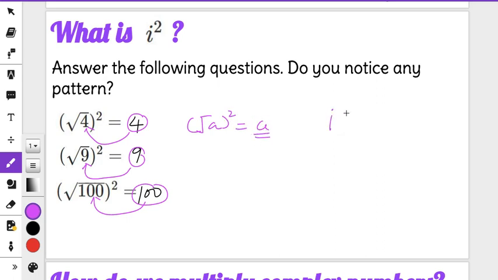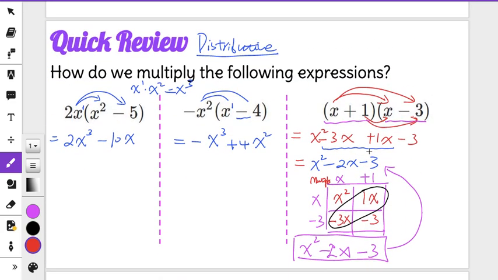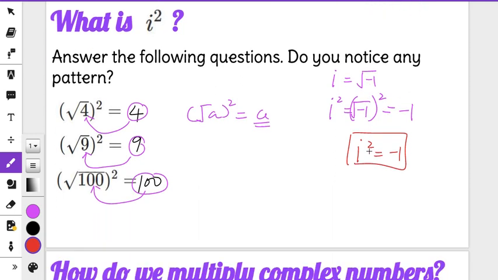So with this property, we can easily answer what is i squared. The very first thing we know is i is the square root of negative 1. Then i squared is the square root of negative 1, squared, which means according to this property, the square of a square root will go back to the radicand. So i squared is negative 1. Let's write it down. So with all the preparation regarding distributive property, now we know i squared is negative 1.